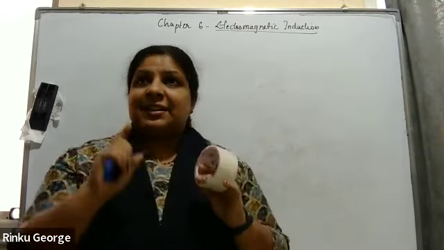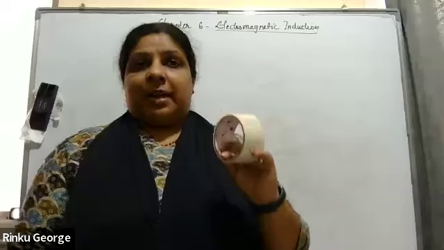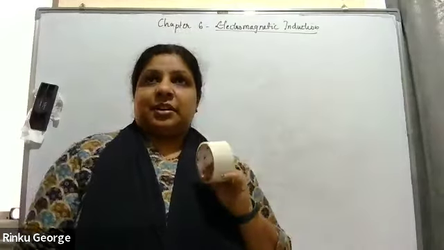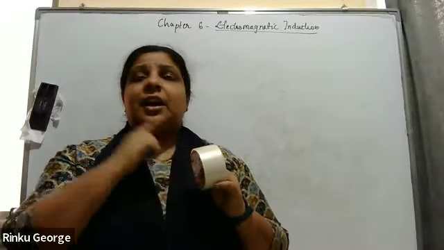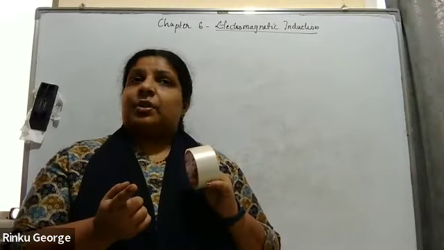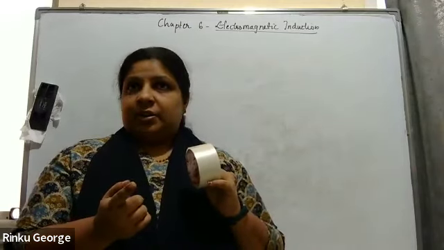Understood? So whenever there is a relative motion between a coil and a magnet, an EMF will be generated in the coil. And if the coil is forming a closed circuit, the current will be produced. And that current we call induced current. Understood?